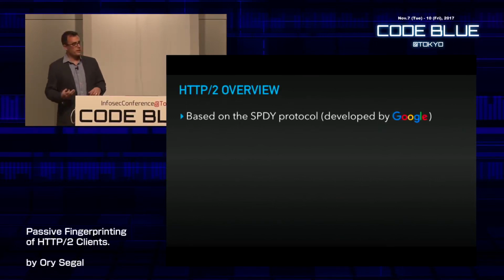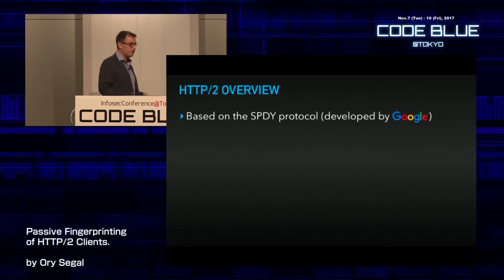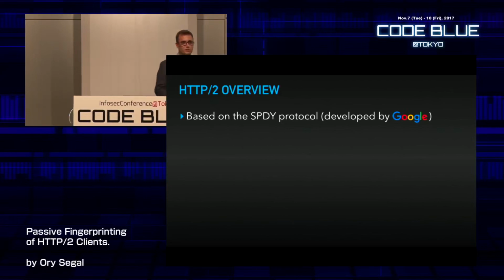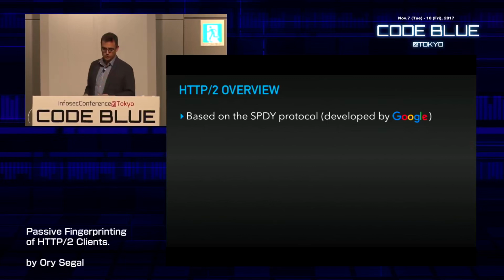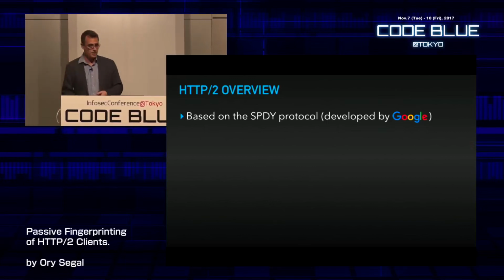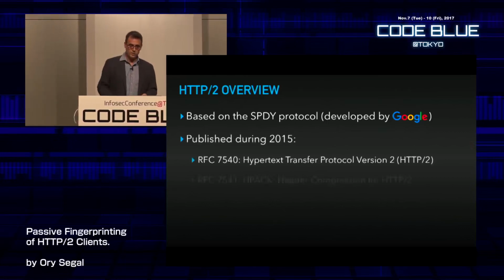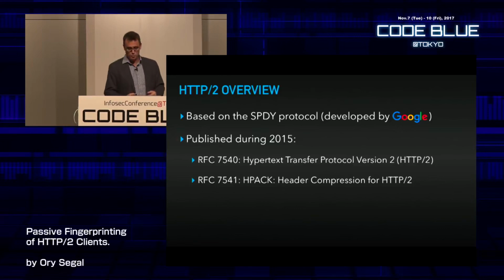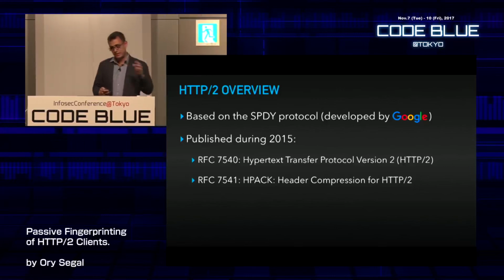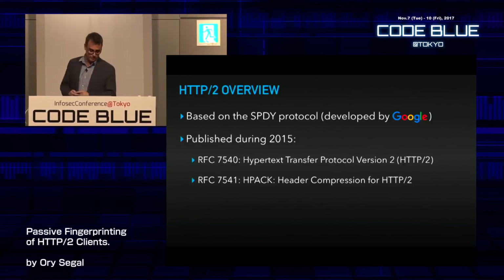HTTP/2 is a new protocol that was introduced in 2015. It was based on a previous protocol that Google experimented with and pushed to Chrome and to their servers, called SPDY, S-P-D-Y. It was published in 2015. There are actually two RFCs, if you're interested in reading RFCs. Some people like to do that. The first one is for the actual protocol. The second one is for what is called HPACK. That's the header compression that is used inside HTTP/2, and we'll get to talk about that a little bit later.